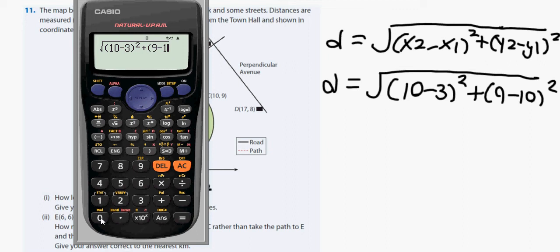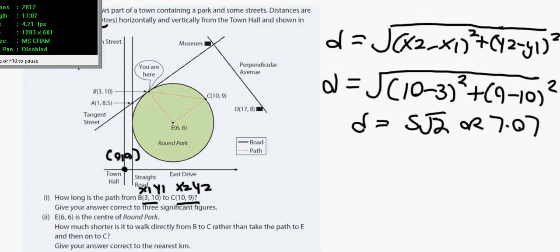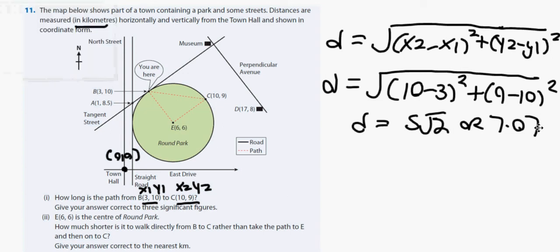Once again, just check that it's the correct numbers. And what we're going to get here is 5 root 2 or 7.07. So D equals 5 root 2 or 7.07, to 3 significant figures. Okay, so it's 7.07 kilometers. But it says the word 3 significant figures.